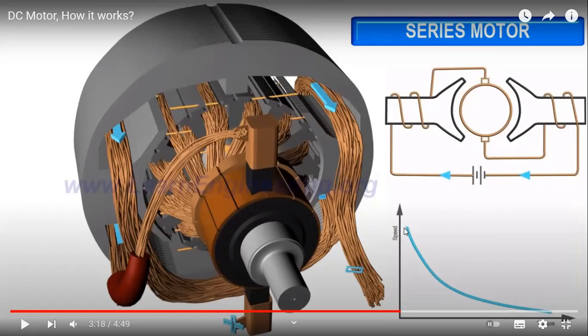In the series motor, you can clearly see the starting torque. This portion indicates the starting. In the starting, the torque is very high. So in the series motor, we have a large amount of starting torque. Where we need a large amount of starting torque, we will use the DC series motor.